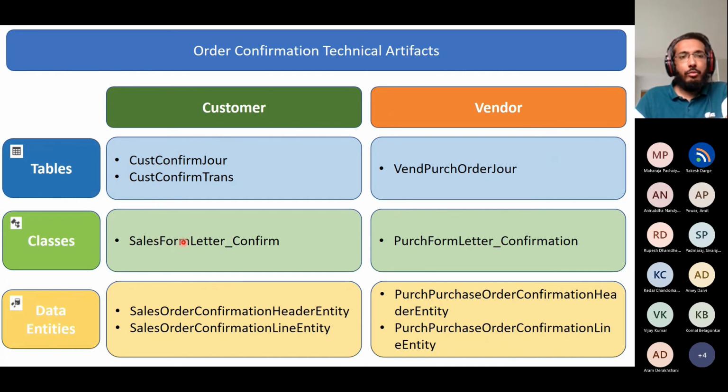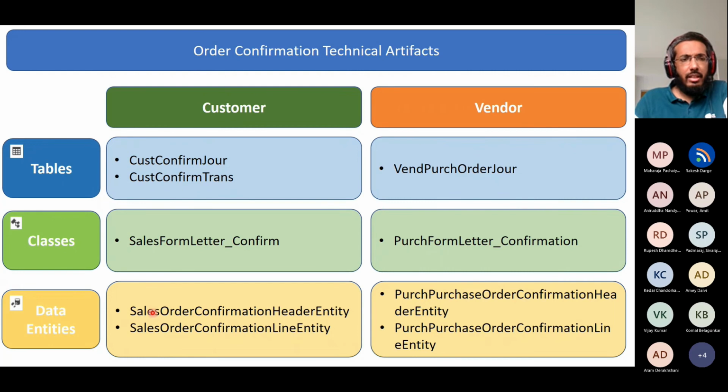The class that we normally use for performing an automated confirmation from UI: there might be a use case wherein the user will not go into the system and manually perform the confirmation, but this has to be done automatically, or it should be an automated session. And this will help the technical guys in the session right now who are freshers. So these are the classes that you can use: sales form letter underscore confirm, and for vendors or purchase orders, you can use purch form letter underscore confirmation. So these classes and the underlying objects you can use to perform an automatic confirmation for that order.